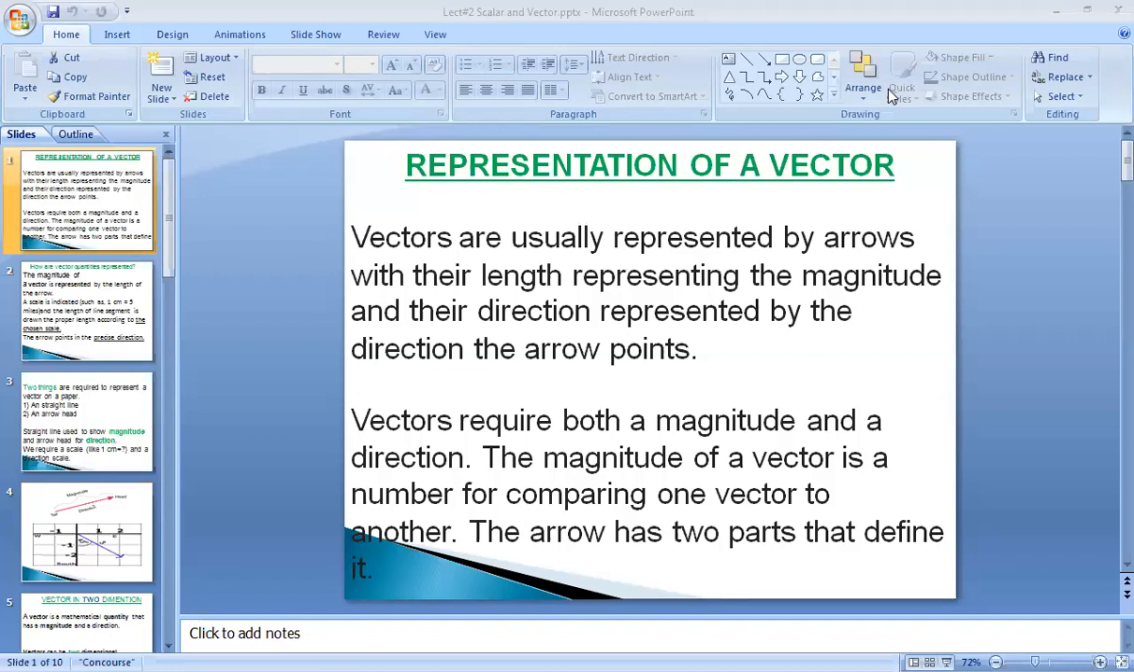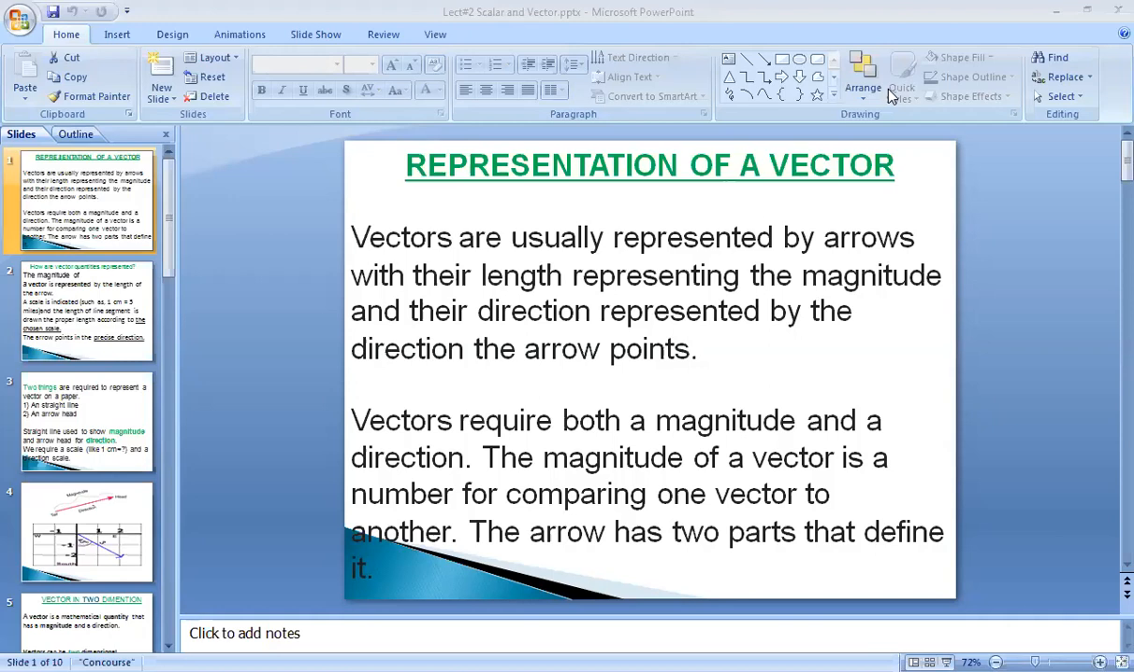This is very important. How can we represent a vector on a paper? Vectors are usually represented by an arrow, with its length representing the magnitude and its direction represented by the direction of the arrow point.